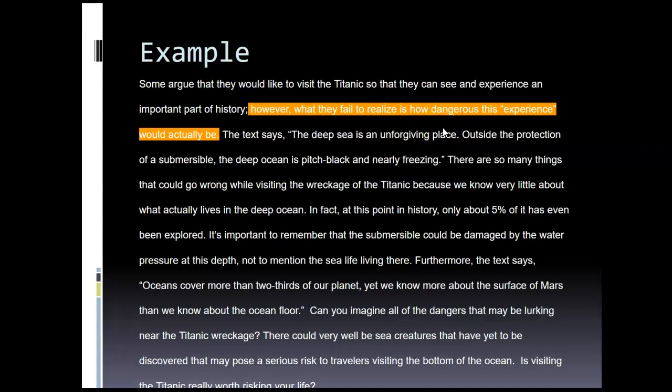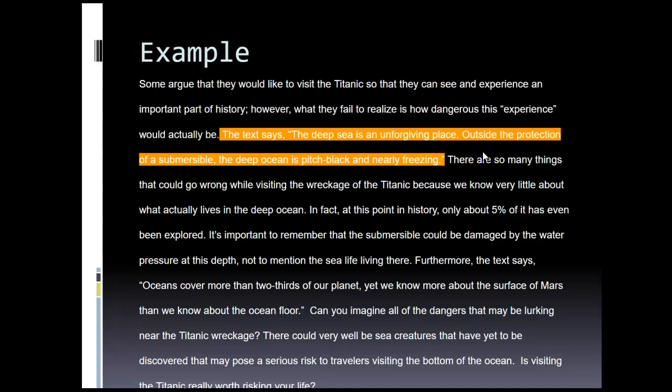Since I stated in my counter argument that it's very dangerous, all of the evidence that I provide from this point on should focus on the dangers of visiting the Titanic wreckage. After our opposing argument and counter argument, the rest of the paragraph is just like our other body paragraphs. So I'm starting with some evidence. Notice I have a good sentence starter, "The text says," and then I have quotation marks. "The deep sea is an unforgiving place. Outside the protection of a submersible, the deep ocean is pitch black and nearly freezing."